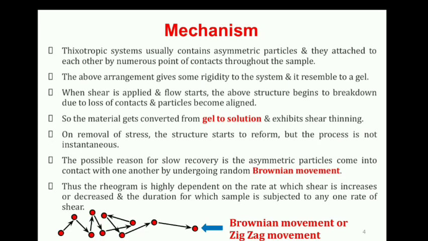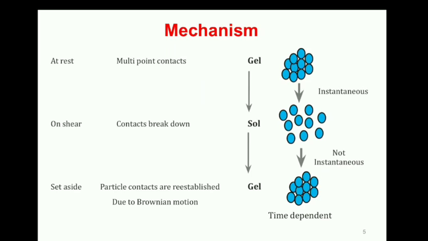When shear is applied and the flow starts, the above structure begins to break down due to the loss of contact, and the particles become aligned. So on shear, the contacts break down. The individual particles get separated, there is no point of contact between the particles, and such a structure obviously will offer less resistance. Less resistance means low viscosity, so the viscosity decreases. This is on shearing.